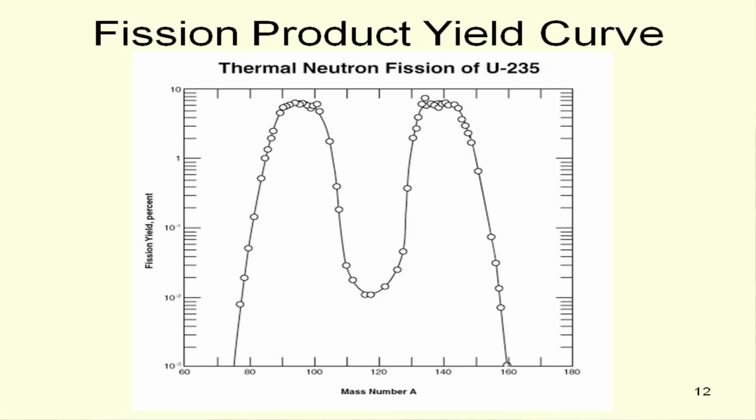And this is the fission product yield curve. Each fission will produce generally one fission product from underneath this hump someplace and one from underneath here. And of course, the mass for U-235 fission must total 236, the 235 plus the neutron you added to it. But you can get them on both sides of the hump, with the maximum probabilities being roughly 90 and 143, as you saw in the previous one.